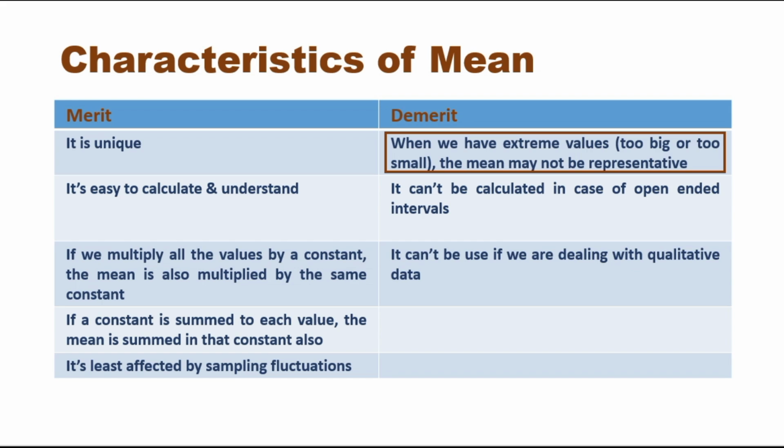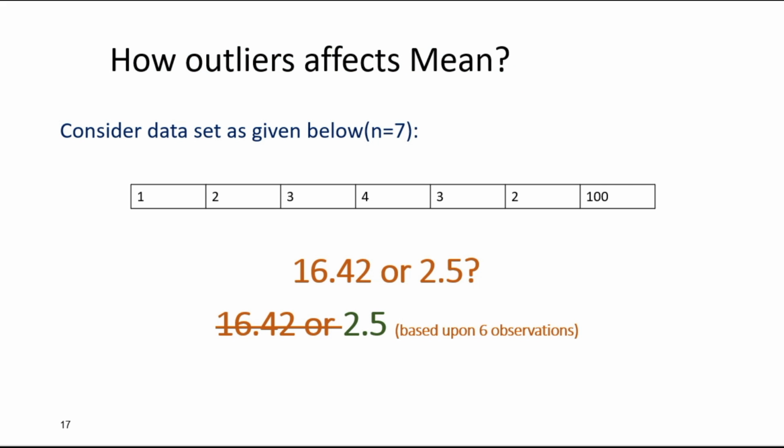Its demerit is when we have extreme values. Extreme means too big or too small values as compared to the other data points. Then the mean may not be representative. For example, suppose we have this data: 1, 2, 3, 4, 3, 2 and 100. Here if we calculate the mean of the entire data set, all 7 data points, then it is 16.42. But you can see that 100 is a too big value.